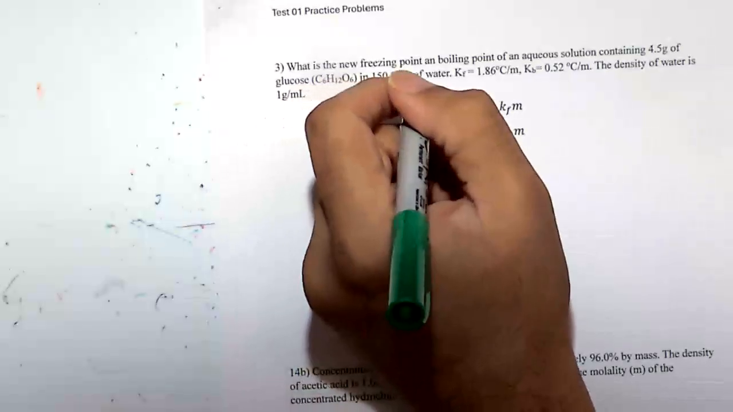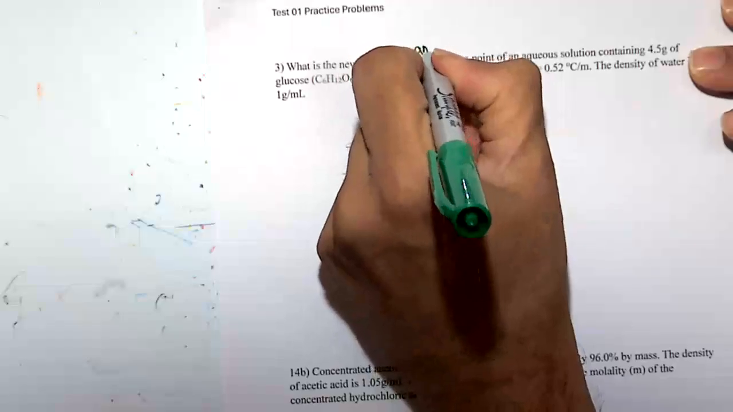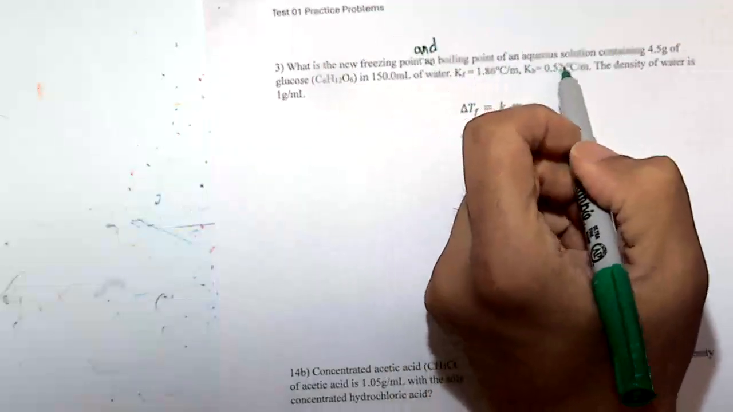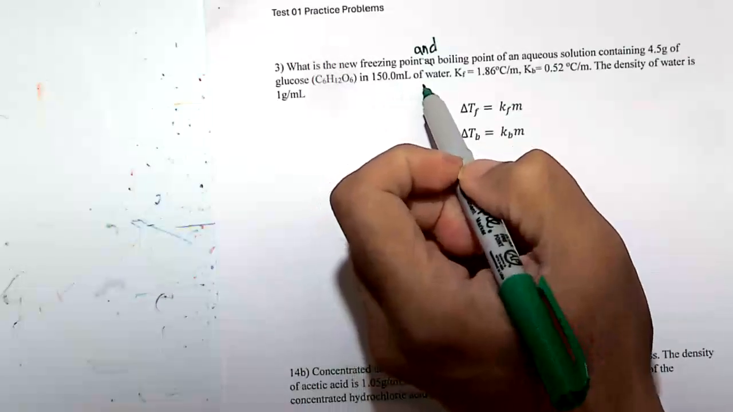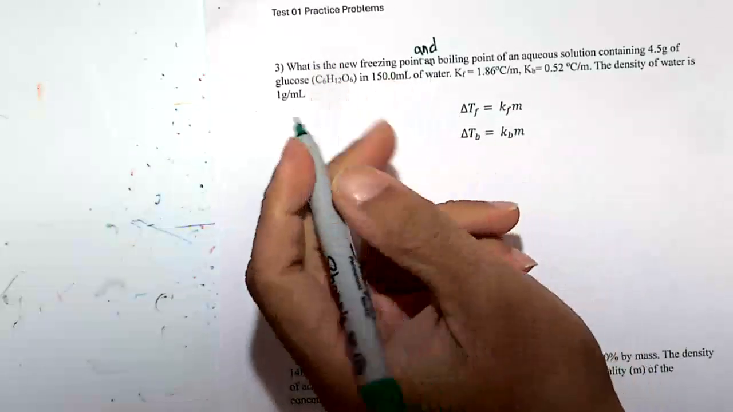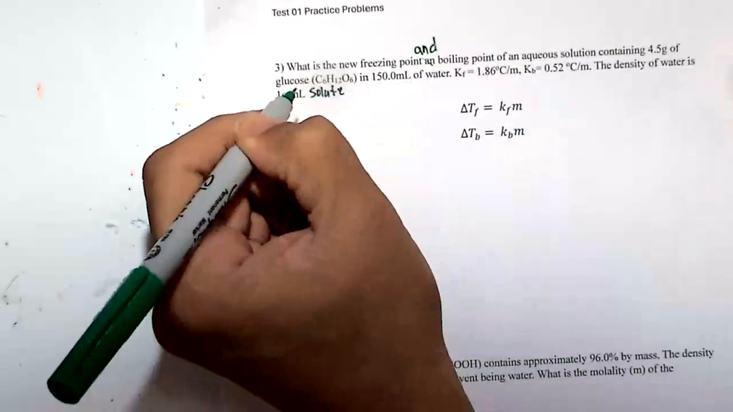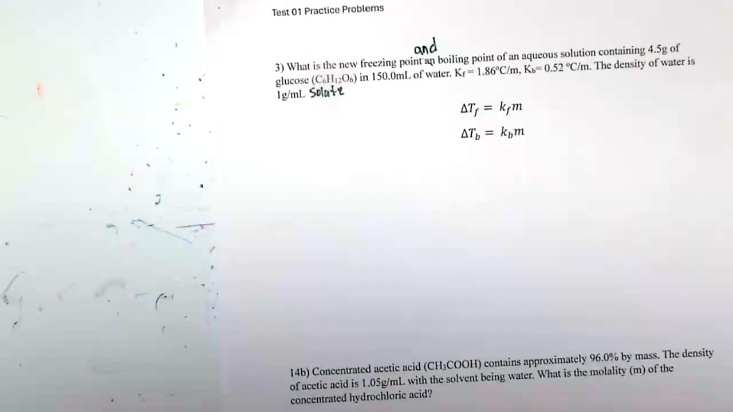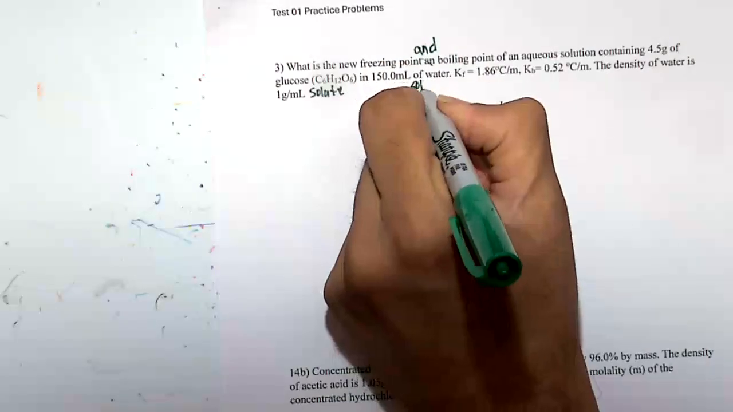So what is the new freezing point and boiling point of an aqueous solution containing 4.5 grams of glucose, which we put in 150 milliliters of water? So what is our solute? Glucose. We just did a similar problem like this, I think 20-30 minutes ago. What is our solvent? Water.